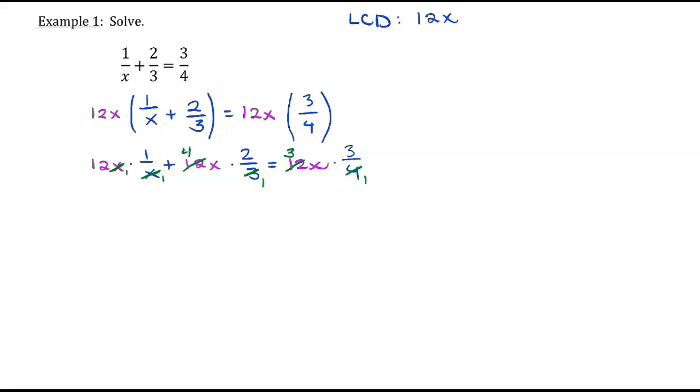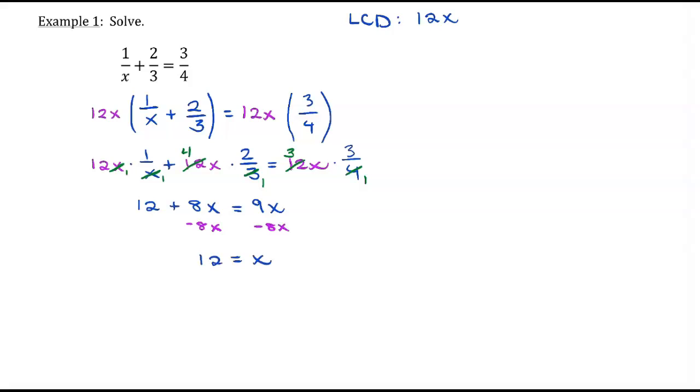Now we have simply 12 times 1, or 12, plus 4x times 2, or 8x, equals 3x times 3, or 9x. This has become a simple linear equation, and we can solve for x. Subtracting 8x from both sides, we have that 12 is equal to x.